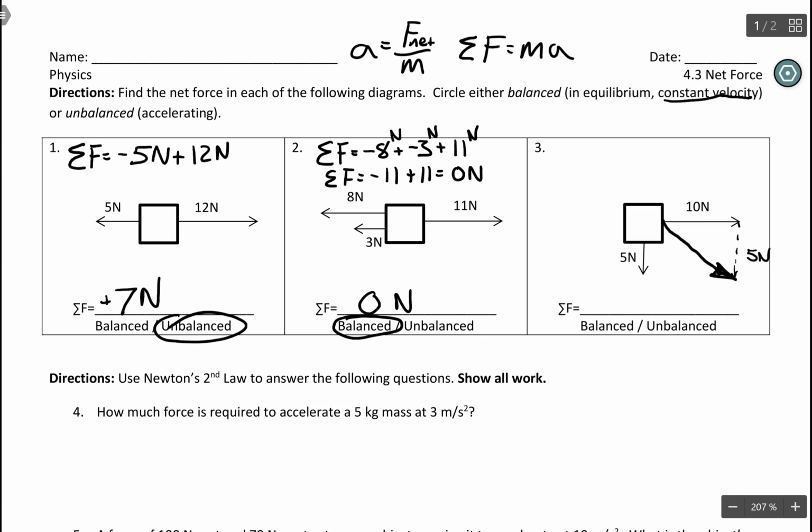Alright, so we have to do some Pythagorean theorem, right? Because this is a right triangle. So the net force is equal to, C is equal to the square root of 10 squared plus 5 squared. At this point in the year, you should be very practiced at doing these types of geometric problems, trigonometry. And when you get that, it's 11.2 newtons. Since there is a net force here, it's unbalanced. This thing is accelerating down and to the right.